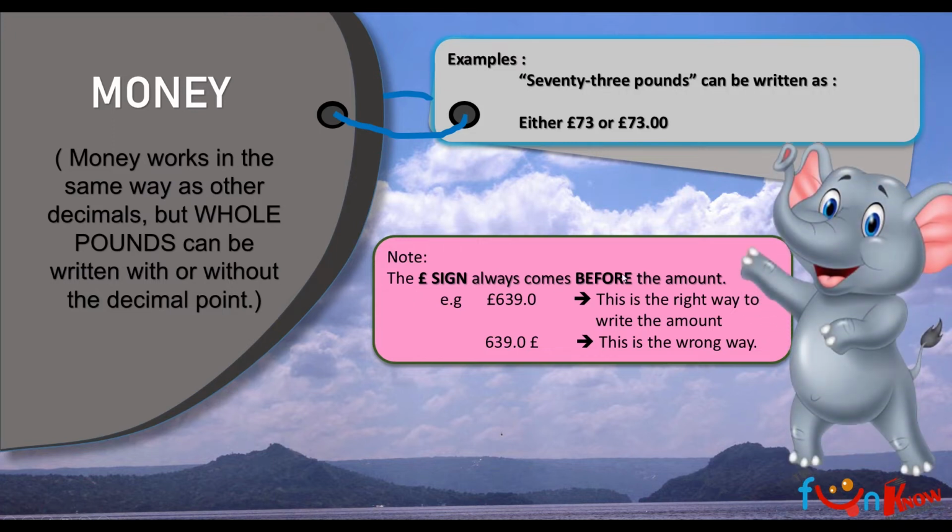We have to note an important point: the pound sign always comes before the given amount. Example, £639.0. This is the right way to write the amount. If we write it as 639.0 pounds, that is going to be wrong.